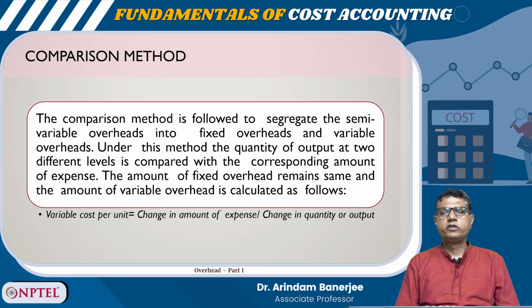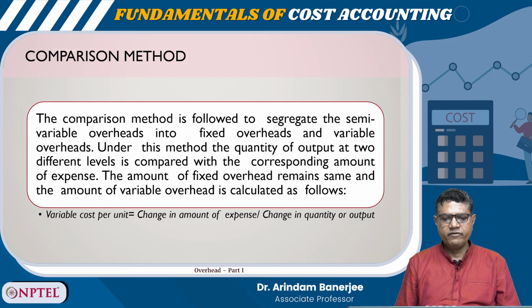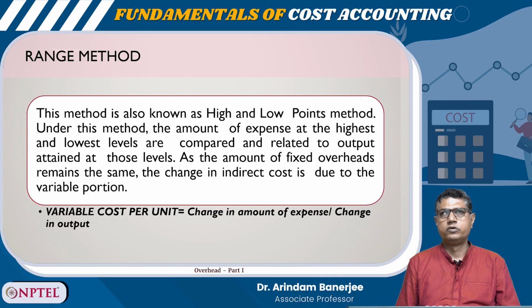So, under the comparison method, what do we do? The comparison method is followed to segregate the semi-variable overheads into fixed overheads and variable overheads. Under this method, the quantity of output at two different levels is compared with the corresponding amount of expense. The amount of fixed overhead remains the same and the amount of variable overhead is calculated as follows. The variable cost per unit is the change in amount of expenses divided by the change in quantity or output.